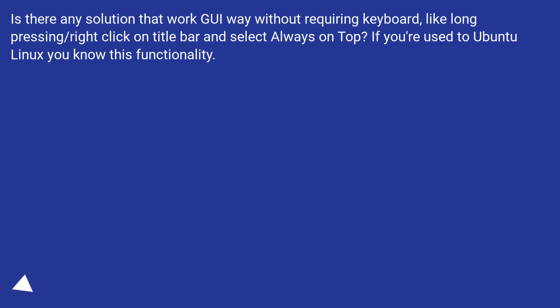Is there any solution that works the GUI way without requiring keyboard, like long pressing or right-clicking on the title bar and selecting always on top? If you're used to Ubuntu Linux, you know this functionality.